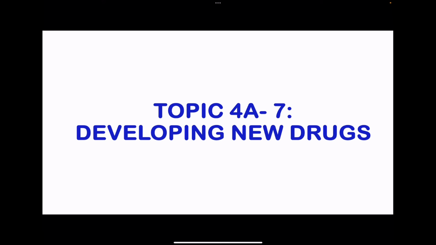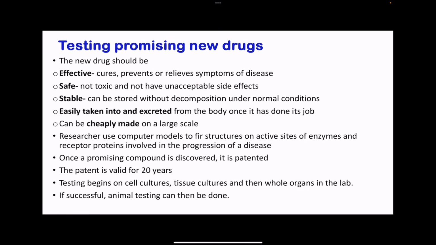Going on to topic 4A7, developing new drugs. Looking at testing promising new drugs, the new drug should be effective, meaning it should cure, prevent, or relieve symptoms of a specific disease. It should be safe, meaning not toxic to the body, and it should not cause unacceptable side effects. It should be stable, meaning it should not decompose under normal conditions. It should also be easily taken in and excreted from the body once it has done its job. It should be easily made on large scale and cheaply.